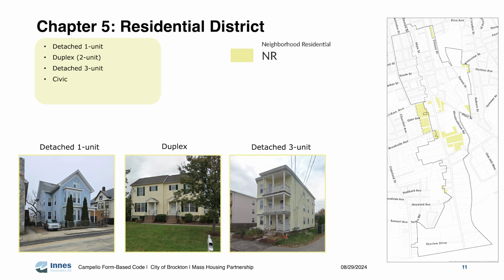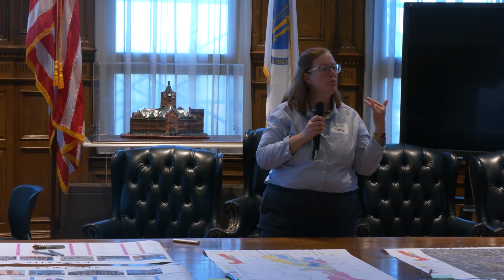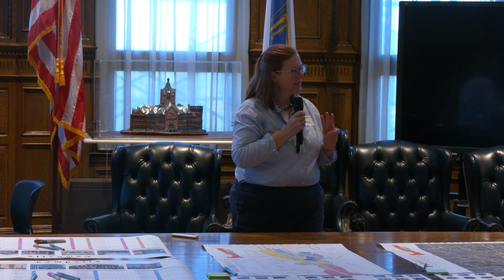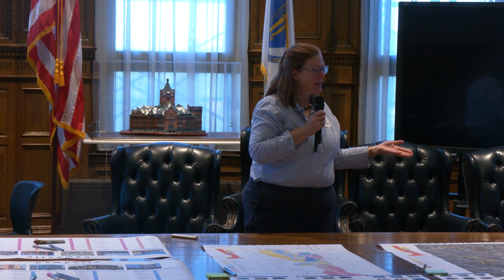So the first thing we have is our residential districts, and we're looking at what's called neighborhood residential here. We have a detached 1 unit, a duplex, and a detached 3 units. Those are the only building types that are allowed in the neighborhood residential. And what's interesting about that is in some cases the uses are very much tied to the building type. So you can see in neighborhood residential with 3 building types, we have residential as the use.